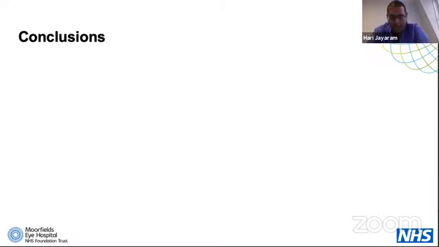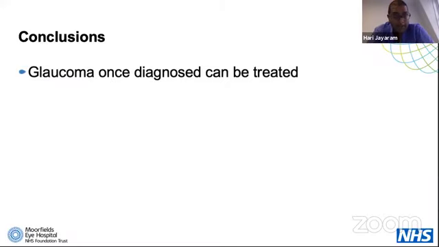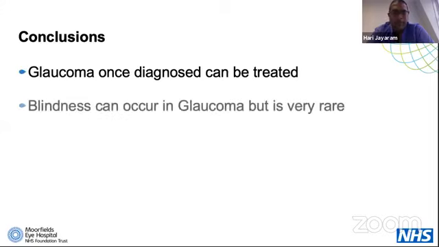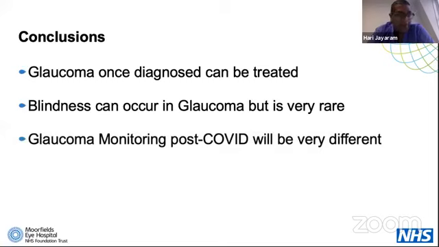So finally, before it's time for your questions, glaucoma, once it's diagnosed, can be treated, and I think that's really important to take away. Don't be worried. Try not to be anxious. There are treatments, and we can preserve sight. Also, blindness can occur in glaucoma, but it is very rare. If it's a very late presentation, then it is more common. But in the UK, because of our excellent awareness, because of charities like Glaucoma UK and optometrists, blindness is very, very rare.